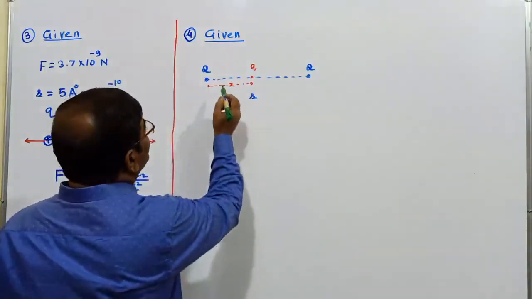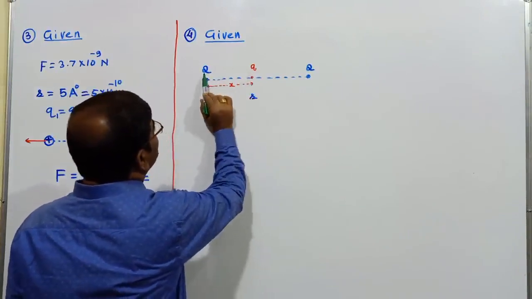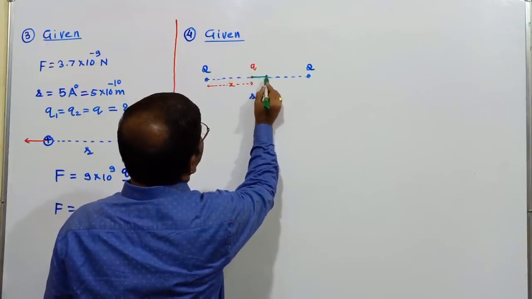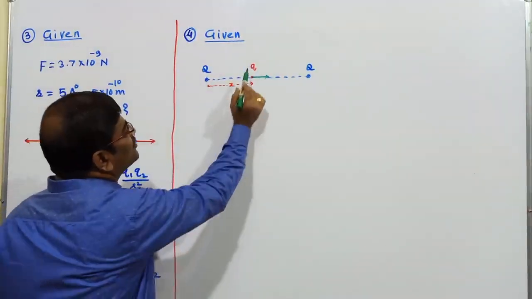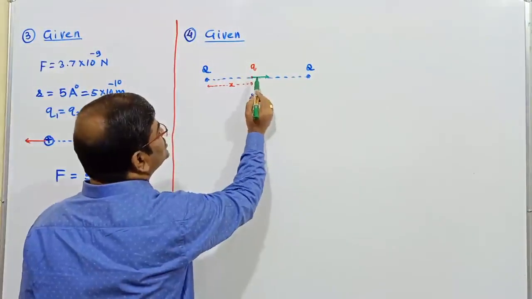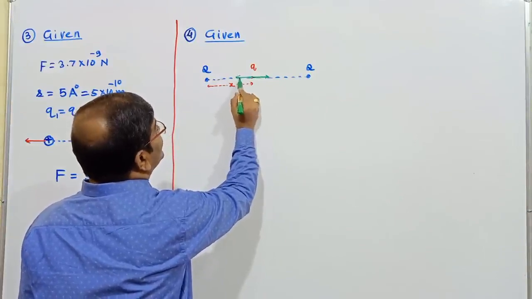Then, if I say this is positive, this is also positive, this is positive, what kind of force I will have? Repulsion. I am going with this as positive, for example. This is positive, this is also positive. What kind of force will I have? A repulsion. So what do I see then?